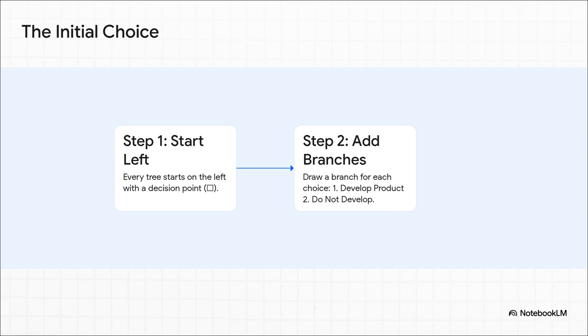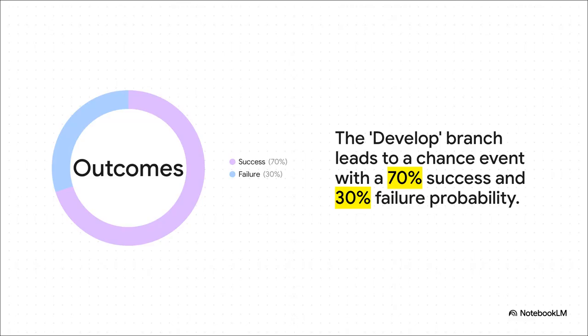Now, the do not develop branch is super simple. Its outcome is 0. No cost, no profit, nothing. But that develop branch, that's where things start to get interesting. If we decide to develop, we immediately hit our first outcome point, that circle. From here on, we don't control what happens. It's up to the market. So based on our research, we figure there's a 70% chance the launch will be a success and a 30% chance it'll be a failure. And we write those probabilities right there on their branches.